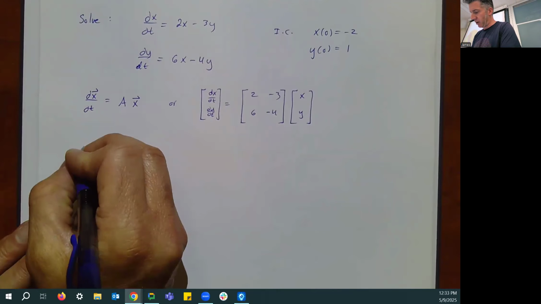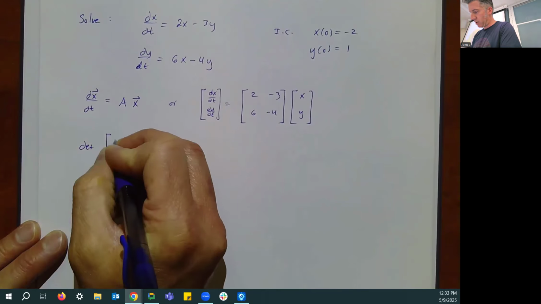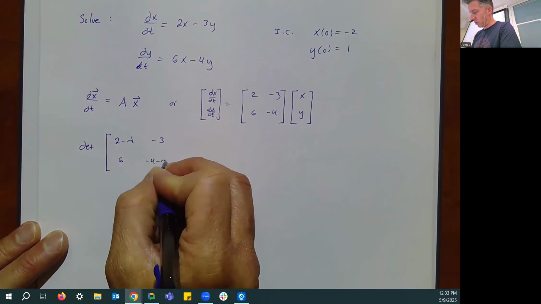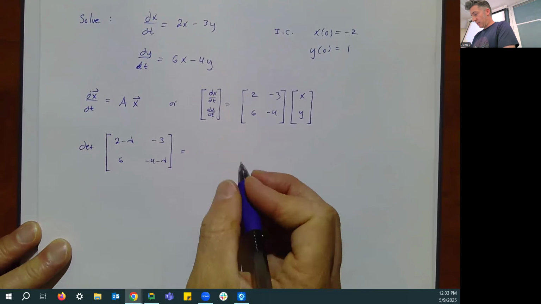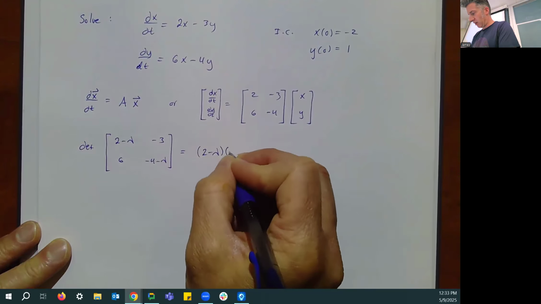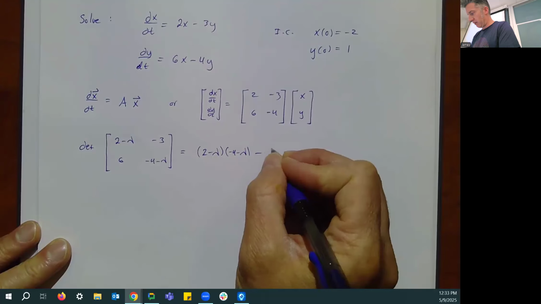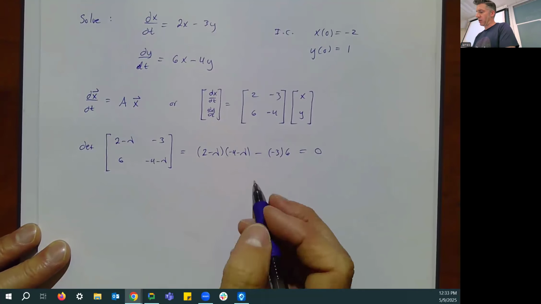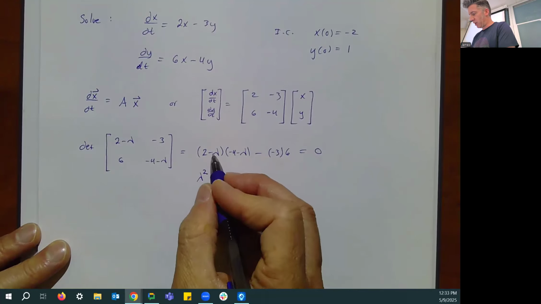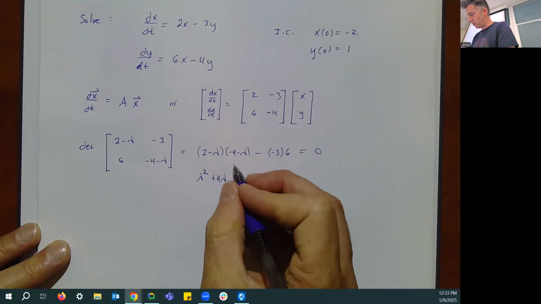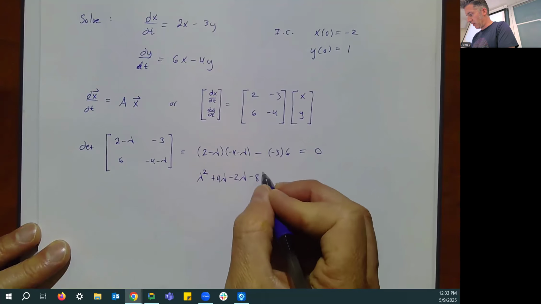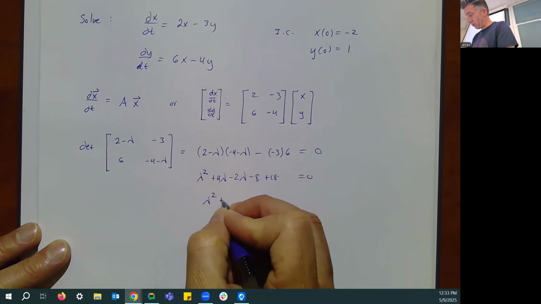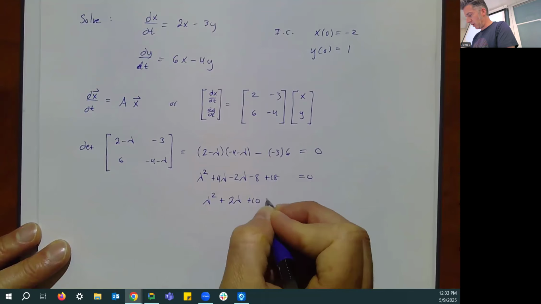So to find the eigenvalues, take the determinant of [2 minus lambda, -3; 6, -4 minus lambda]. That's going to be (2 minus lambda) times (-4 minus lambda) minus (-3) times 6. Set that equal to 0. Multiply the whole thing out. We're going to get a lambda squared, of course, a plus 4 lambda, a minus 2 lambda, a minus 8 and then a plus 18. So that simplifies down to lambda squared plus 2 lambda plus 10 equal to 0.